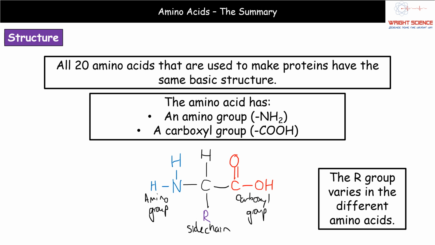So always start with your central carbon atom, then you can add on your amino group, NH2. On the other side, put your carboxyl group, C, double bonded to an oxygen, and then bonded to an oxygen and hydrogen. Add the hydrogen, and then add the R group. So make sure you can draw that so that you get it right if it asks you on an exam.